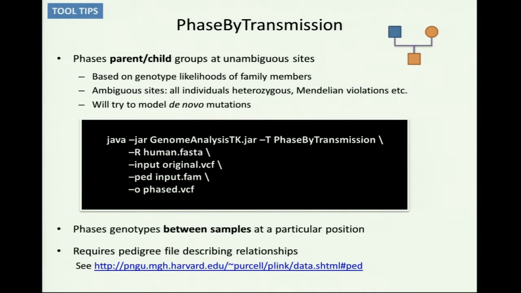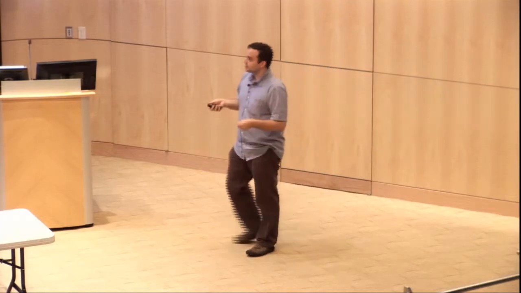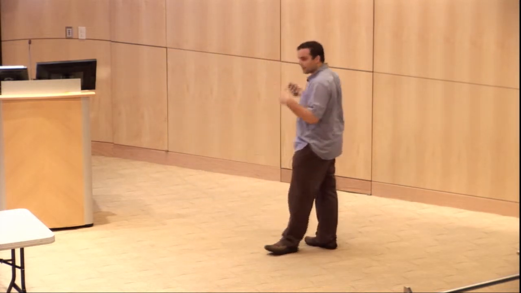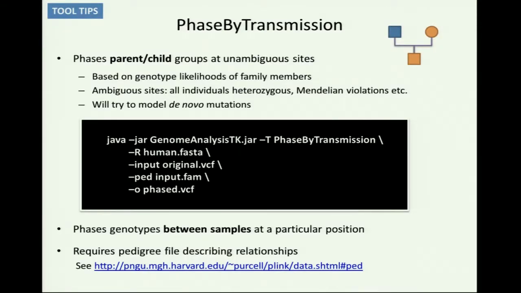All right, so first, if we look at phase by transmission, again, this is looking at trios, and you can have as many trios as you want in your data set, but it's sort of restricted to trios themselves. And the idea is you have a lot of parent-child groups, and you want to look at the genotype likelihoods of mom, dad, and the child, and determine the phasing of multiple variants with respect to mom and dad.